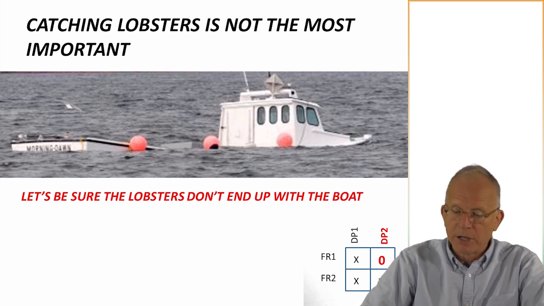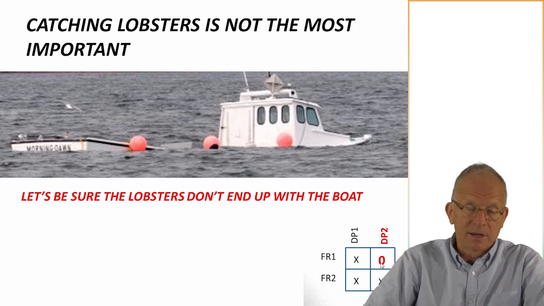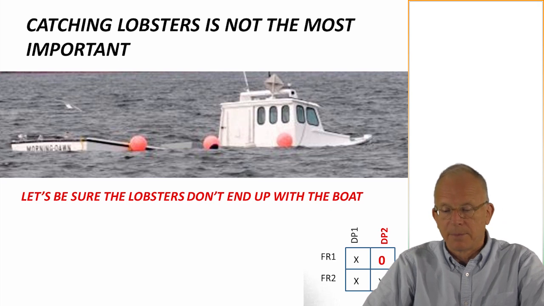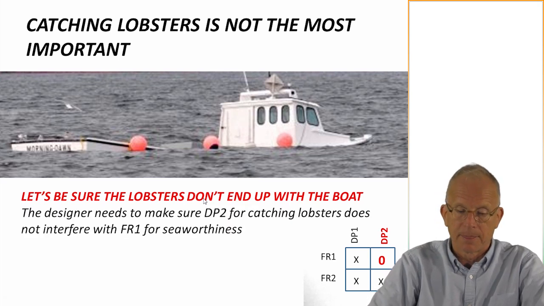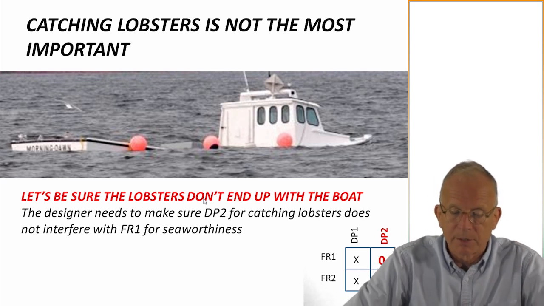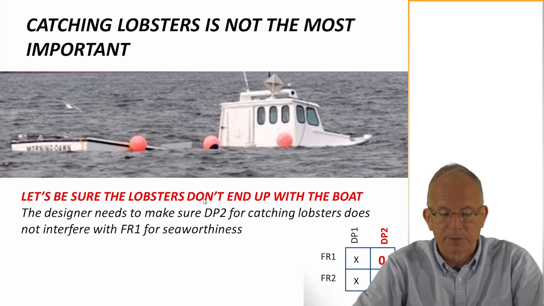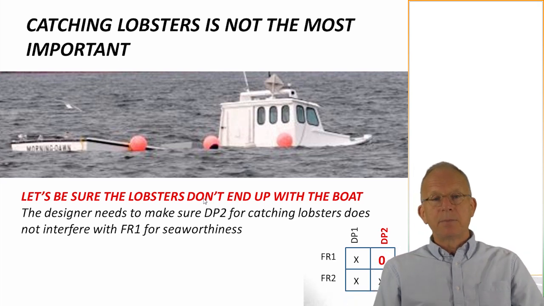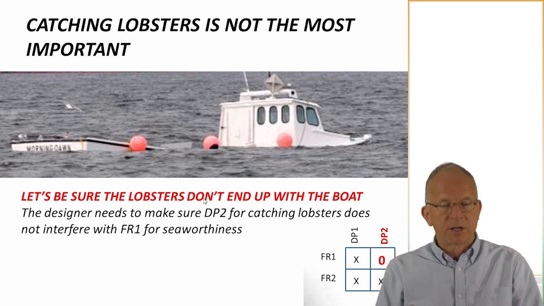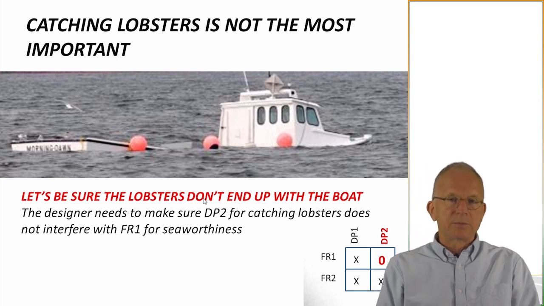So in these situations where we sometimes have a priority question, we have to decide what's the most important. If the fuel cell doesn't produce electricity, nobody really cares what else it does. If the lobster boat doesn't return to port, we really don't care how good it was at catching lobsters. So the designer needs to make sure in these cases that the DP for catching lobsters does not interfere with the DP for seaworthiness, or, for example, in the case of the ski binding, that the DP for filtering out the injurious loads does not adversely impact the transmission of the control loads.